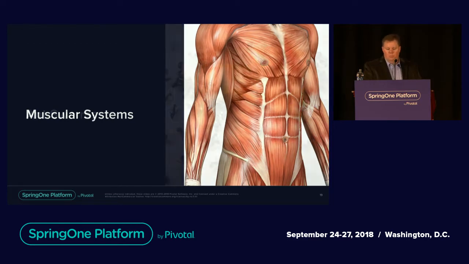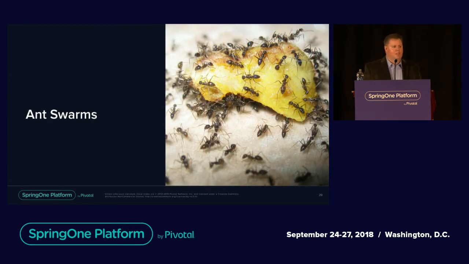We can look at communal organic systems. You've got swarms of ants. Now, an individual ant, not that powerful.